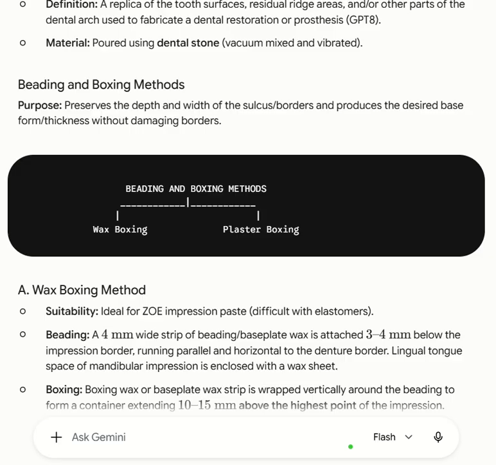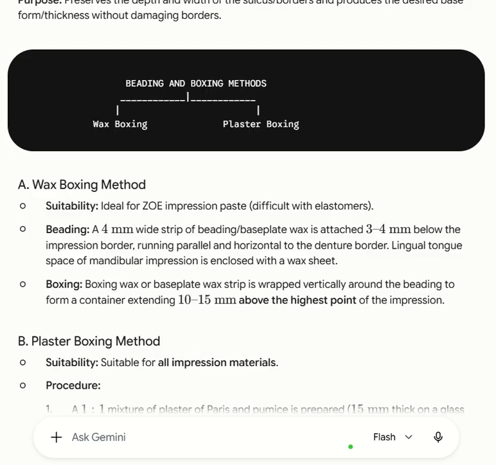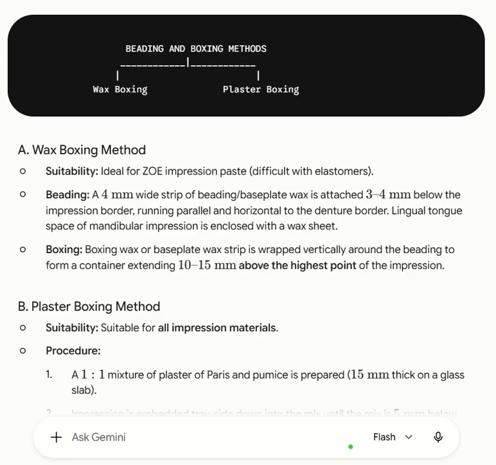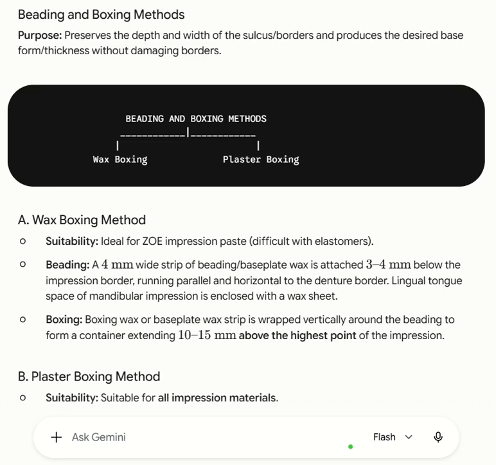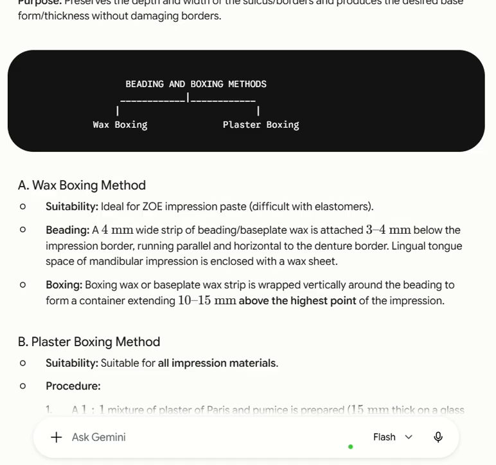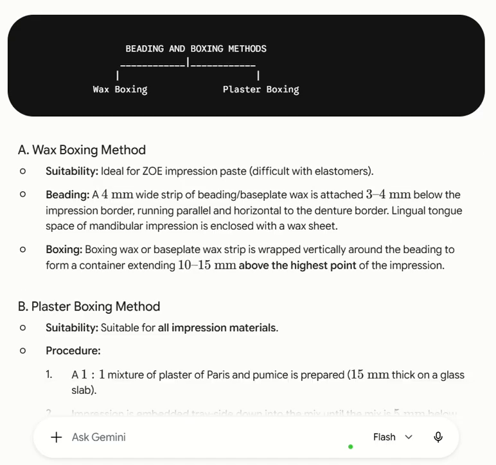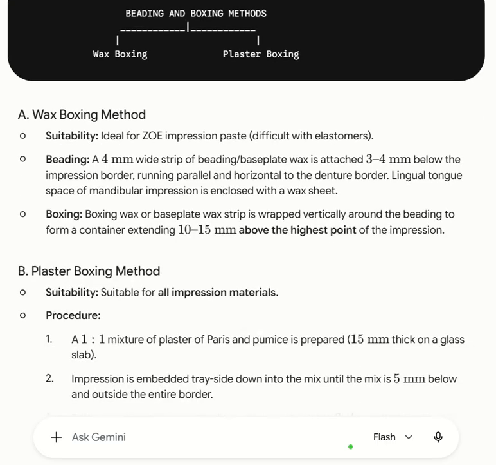A. Wax boxing method. Suitability: ideal for ZOE impression paste, difficult with elastomers. Beading: a 4 mm wide strip of beading baseplate wax is attached 3 to 4 mm below the impression border, running parallel and horizontal to the denture border. Lingual tongue space of mandibular impression is enclosed with a wax sheet. Boxing: boxing wax or baseplate wax strip is wrapped vertically around the beading to form a container extending 10 to 15 mm above the highest point of the impression.